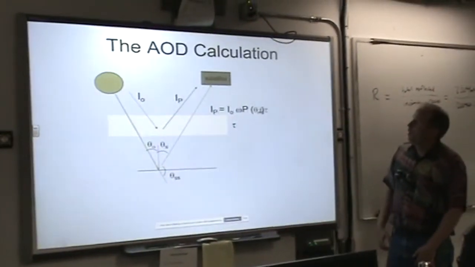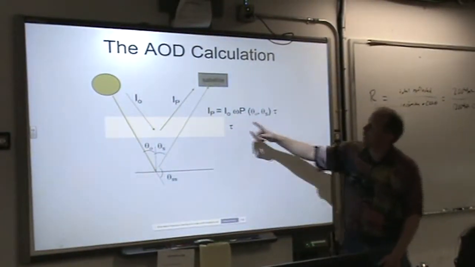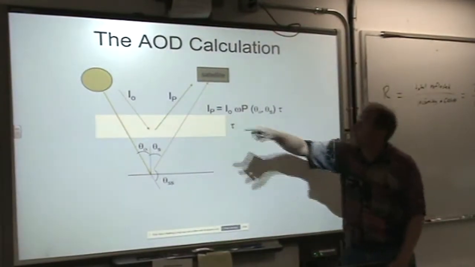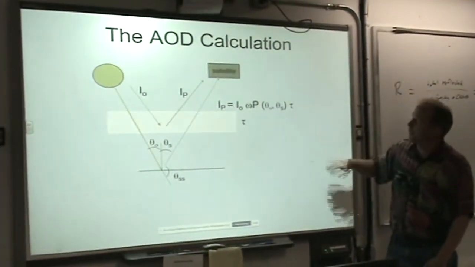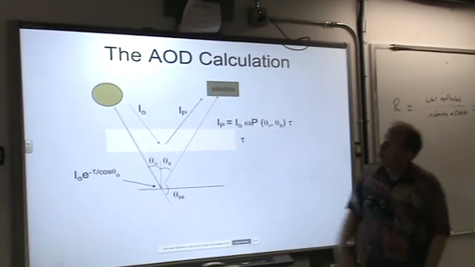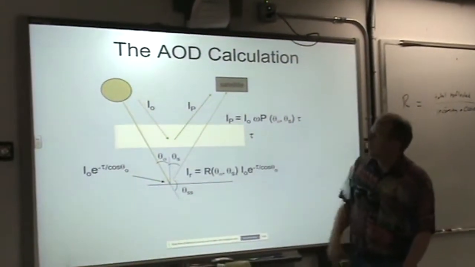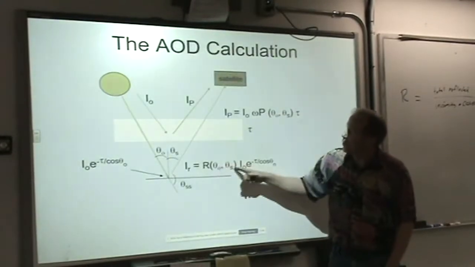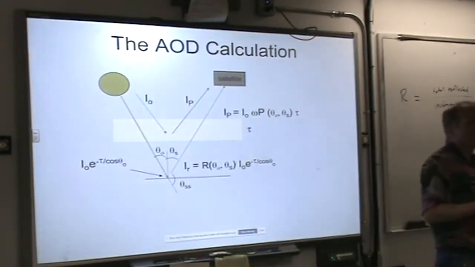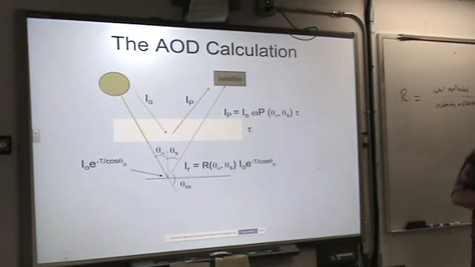Okay, so we know what's going on with this aerosol being reflected directly. We know what's happening with the beam of light coming down here. We have to know what the reflectance is, and the reflectance will often change depending on the angle of the sun and the angle of the satellite. So it's something called a bidirectional reflectance function, which maybe you know or maybe you don't.